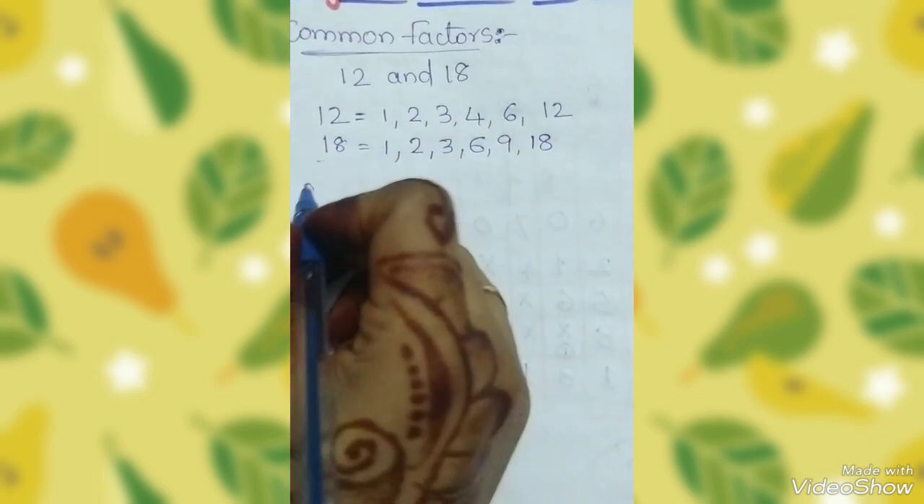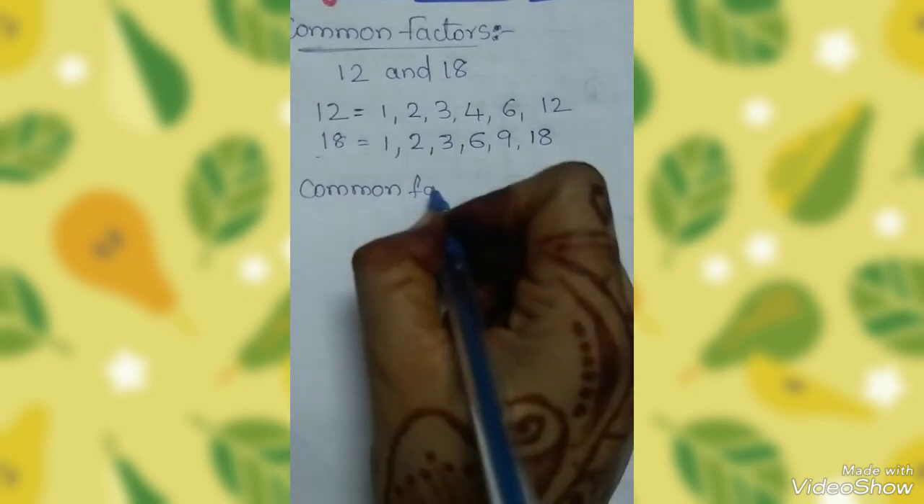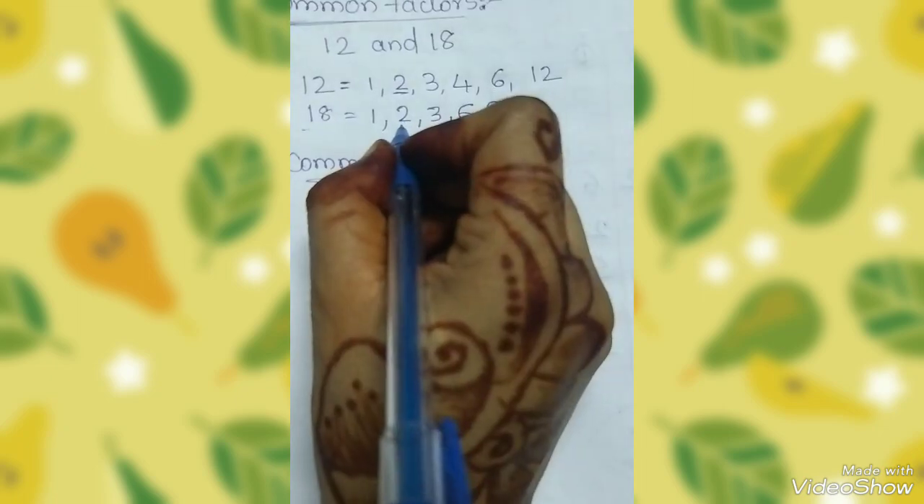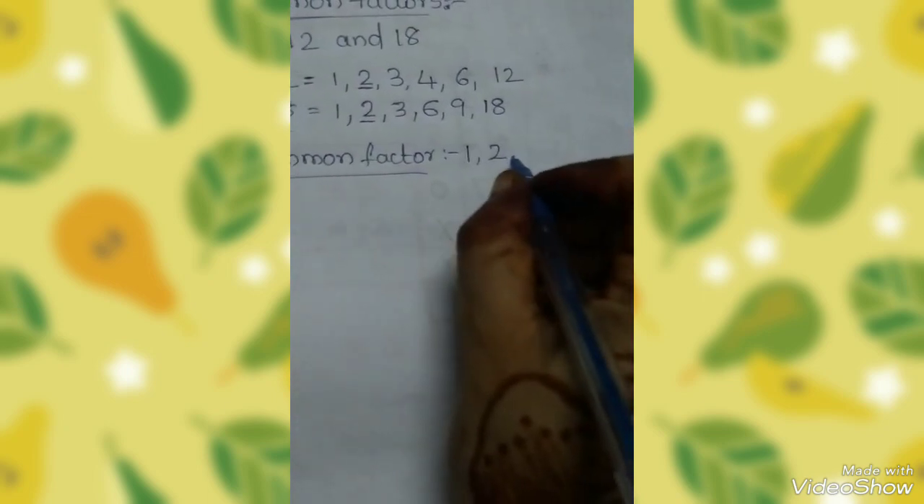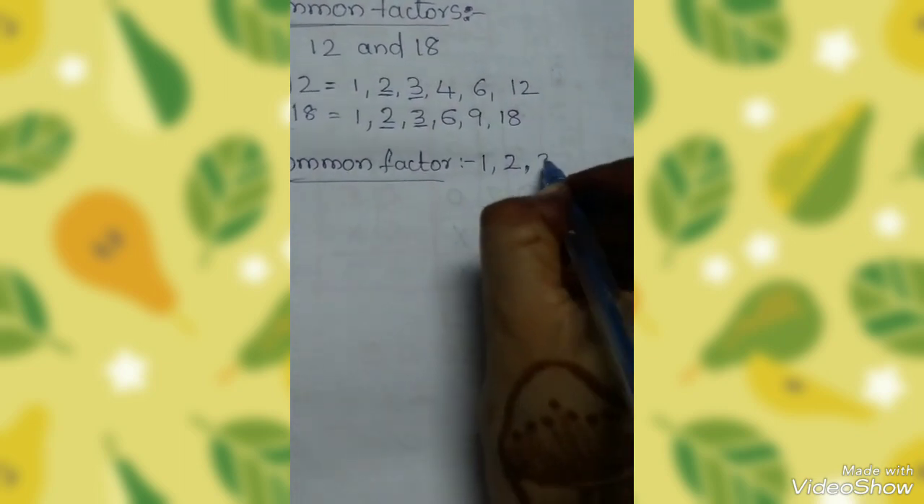Okay, now common factors. Let us take the common factors from 12 and 18. 1 is the first common factor, the least common factor. Then 2 is here and 2 is here, so write down 2 commonly. Now see 3. Is 3 there? Yes, 3 is there. Write down 3.